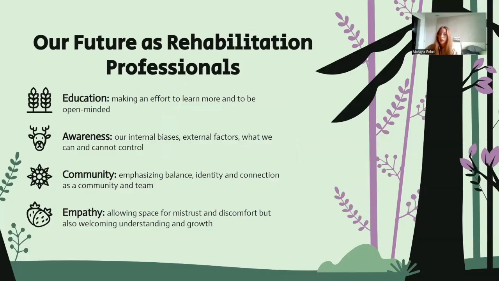And so our future in rehabilitation, we hope to make an effort to be educated, to learn more, being open-minded to different practices and cultures. We also want to be more aware of our own biases, these internal factors as well as external factors that play a role, and the things that we just cannot control in the system.